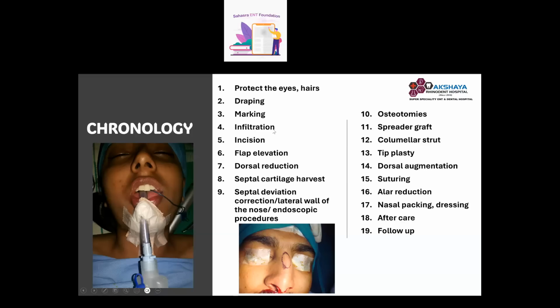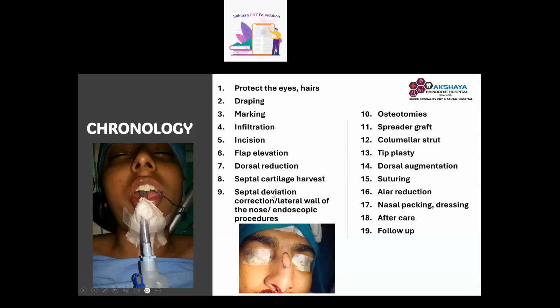And then I do all the other procedures: infiltration, incision, flap elevation, all those things, and I harvest the costal cartilage. I do osteotomies. Very, very important point I'll tell you now. Osteotomy is a very, very important step in the rhinoplasty. When to do osteotomies? That is a point here.